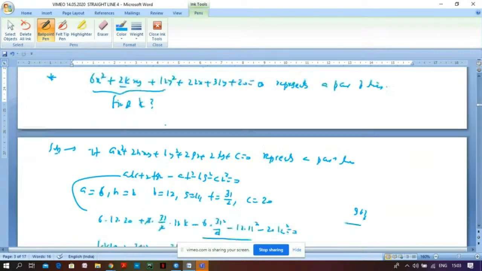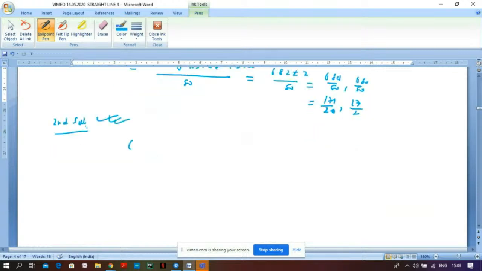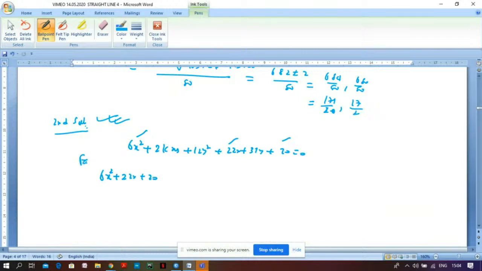No problem. What I will do is something different. I know that k is not known, but the x squared terms are known. So I'll write 6x squared plus 2kxy plus 12y squared plus 22x plus 31y plus 20 equals 0. What I'll do is collect the x squared, x and constant terms. So let me do the background work: 6x squared plus 22x plus 20. I will factorize this first.